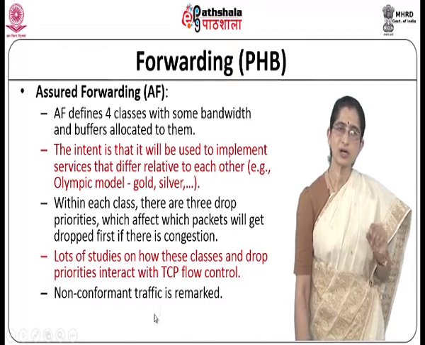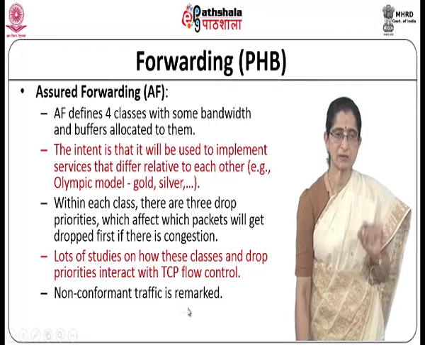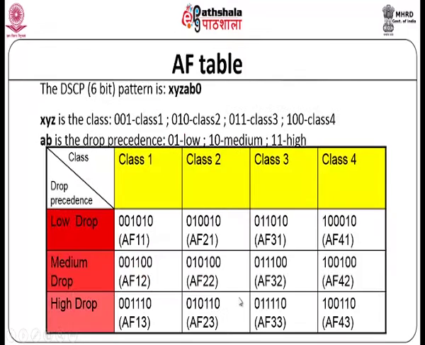Non-conformant traffic in the case of assured forwarding is remarked. You mark it differently. So, this is what happens. This is the table that we have for assured forwarding. If you look at the DSCP 6-bit pattern, you can interpret it as XYZ, AB and a 0. The last bit is always 0. XYZ defines the class. So, you have, for instance, 001 is class 1, 010 is class 2, 011 is class 3, 100 is class 4. And the AB that you have here gives the drop precedence. If it is 01, it means low precedence, 10 is medium precedence, 11 is high precedence. So, you get different classes and different drop precedence within that.